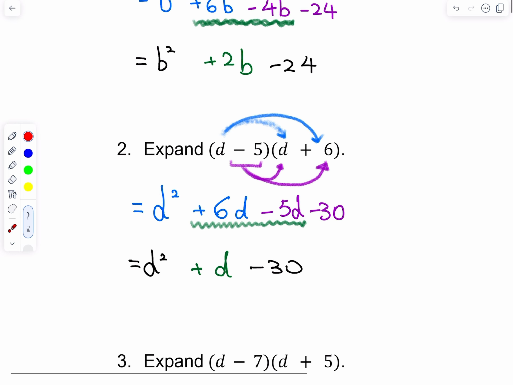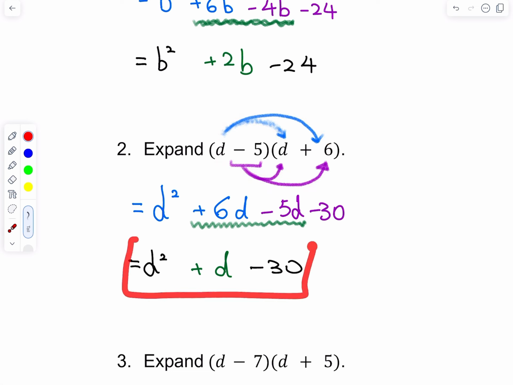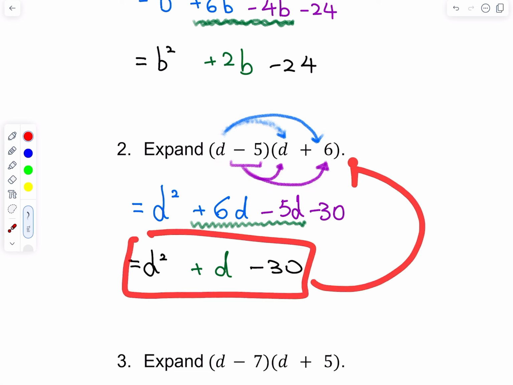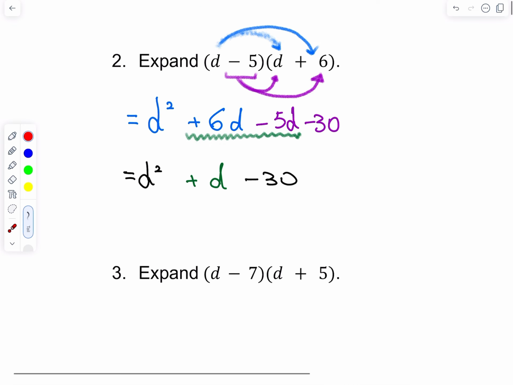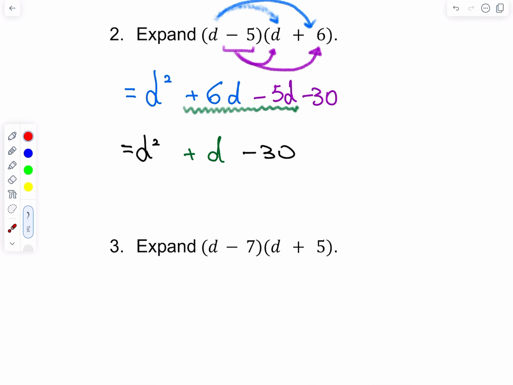Chapter 3 is about opening up all these brackets. Chapter 4, you will be given this and then you go to make the brackets. That's called factorization, the opposite of expansion. So let's do one more easy one.